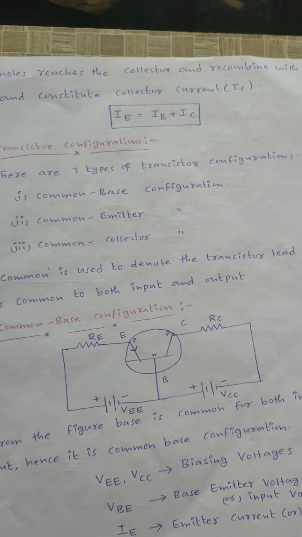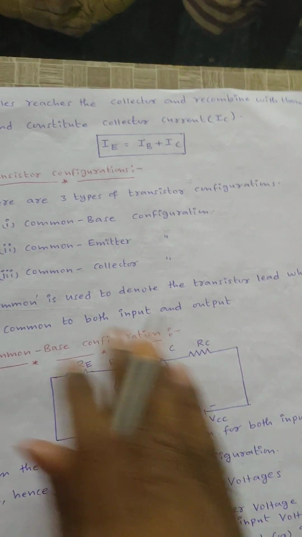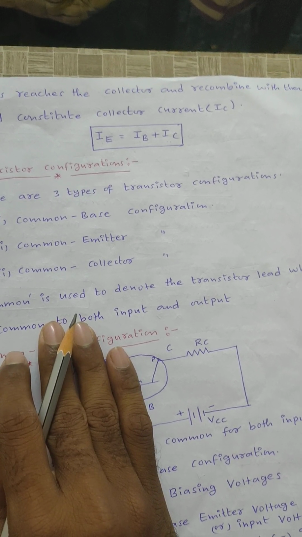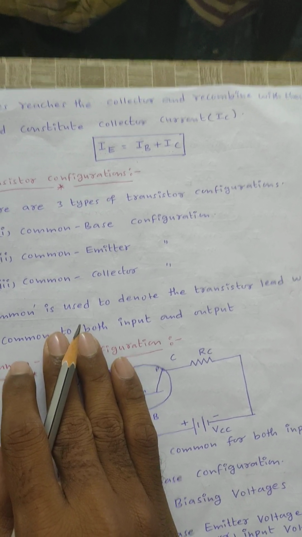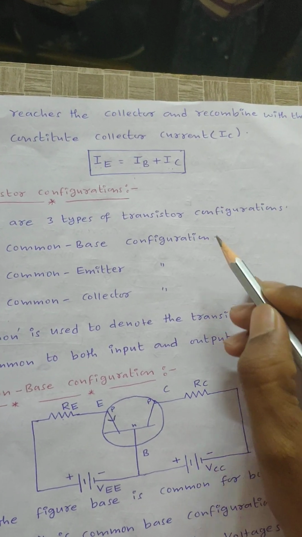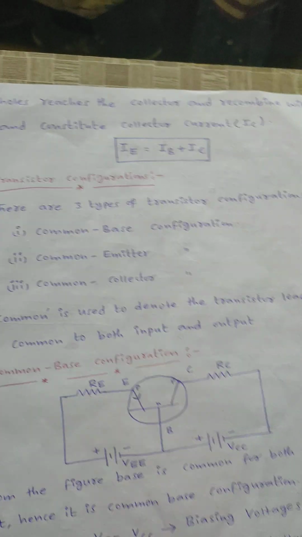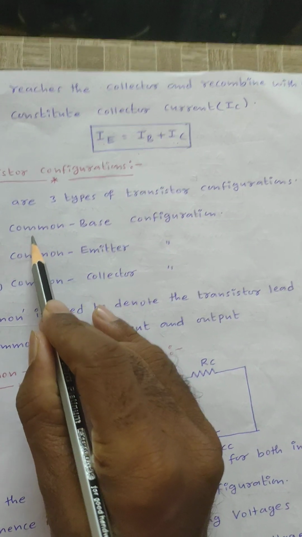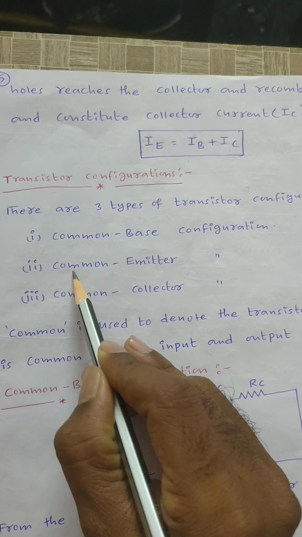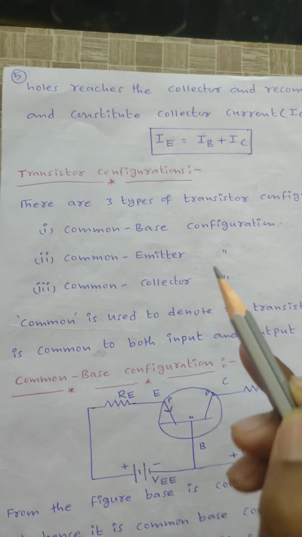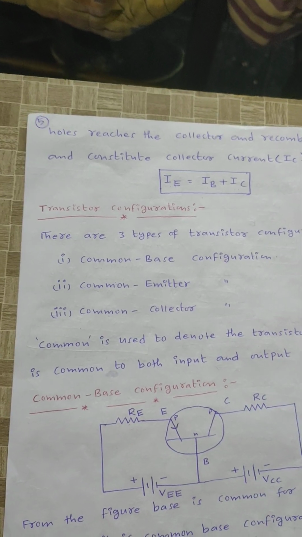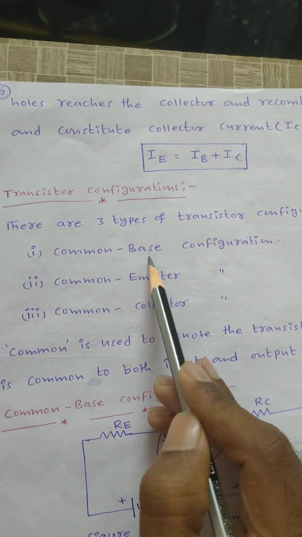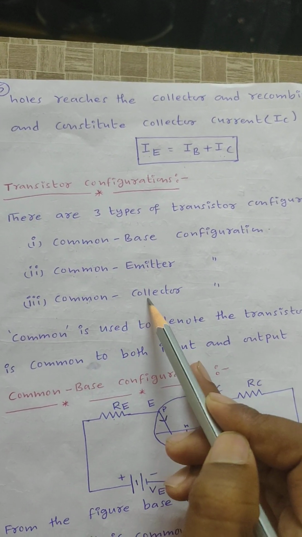Okay, the next topic is transistor configurations. Already we know that a transistor has three terminals: emitter, base, collector. Now see here, based upon the type of arrangement, transistors are arranged in three ways. One is common base configuration, another is common emitter configuration, and another is common collector configuration. That means based upon the type of connection, there are three types of configurations.